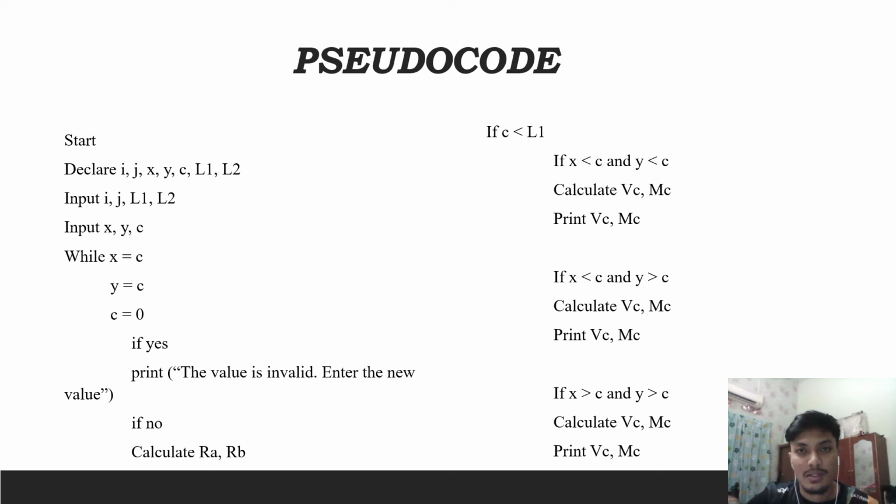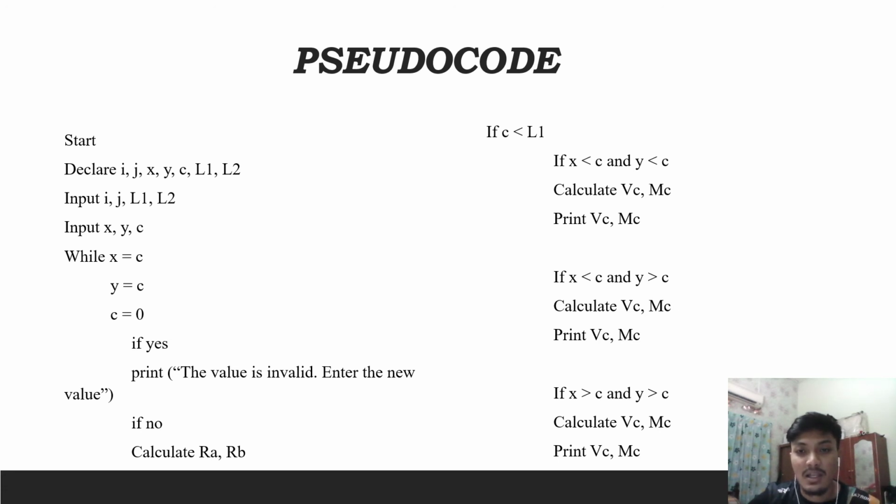Hello, my name is Irfan Dinar Marifan and I will be presenting the pseudocode for this project. First, we start, then declare i, j, x, y, c, l1, l2, then input i, j, l1, l2, input x, y, c, while x equals c, y equals c, and c equals 0. If yes, print the value is invalid, enter a new value. If no, calculate RA, RB.